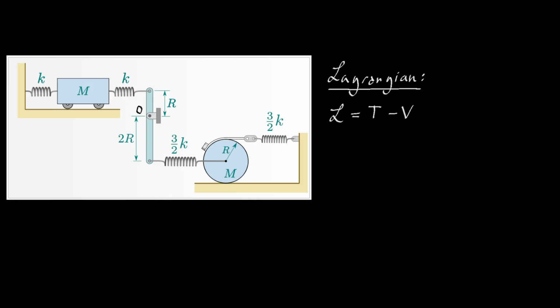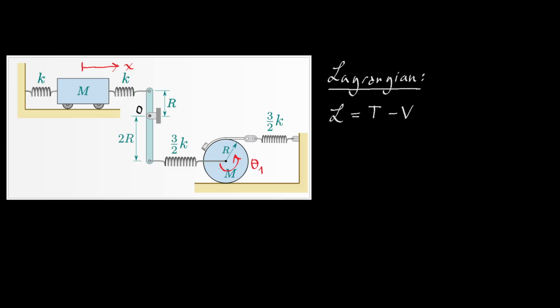So first we will choose our coordinates in order to describe the motion of the system. Let's first call x the coordinate that describes the horizontal displacement of this cart. The second coordinate that we will use will be the angle of rotation of the cylinder. I will call it theta sub 1.